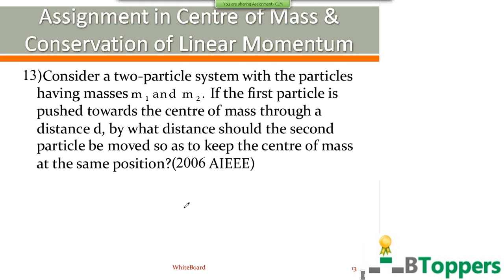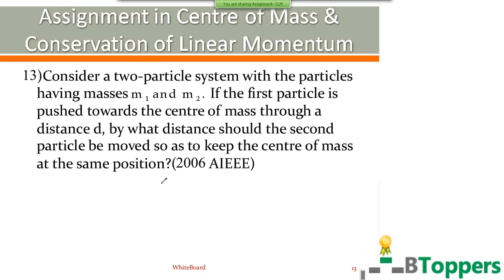Now see the next question, question number 13. Consider a two-particle system with the particles having masses m1 and m2. The first particle is pushed toward the center of mass through a distance d. By what distance should the second particle be moved to keep the center of mass at the same position? This I have discussed in one of the special cases actually, but still I would like to discuss the calculation for this.